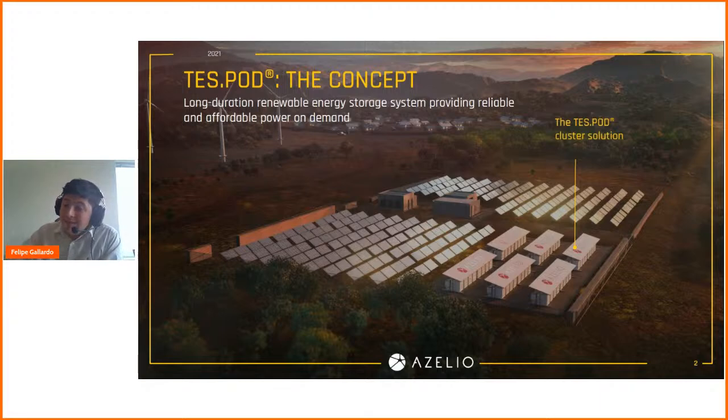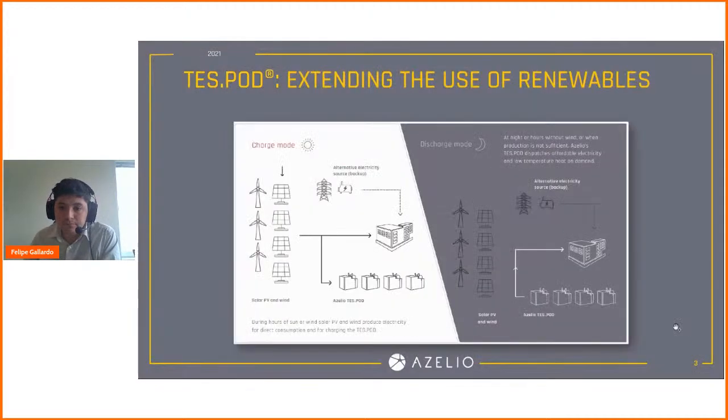And so you can really have clusters of test pods, of these units of 13 kilowatts. And we provide also the control for this cluster. So we, as technology providers, will provide you with this cluster-ized solution of test pods.